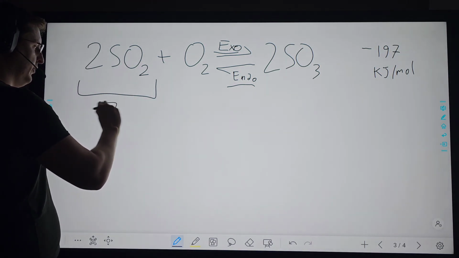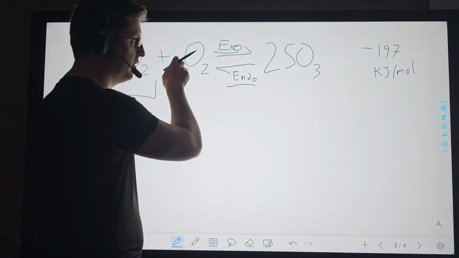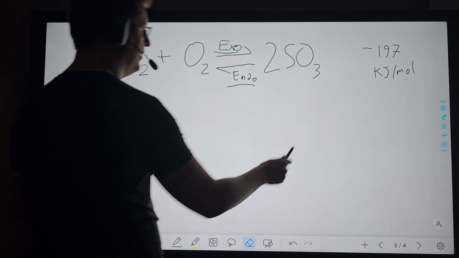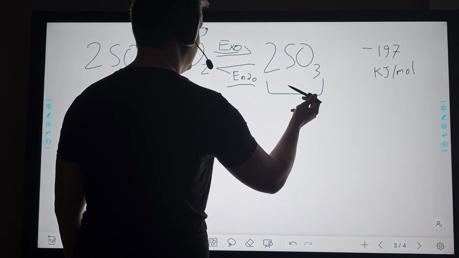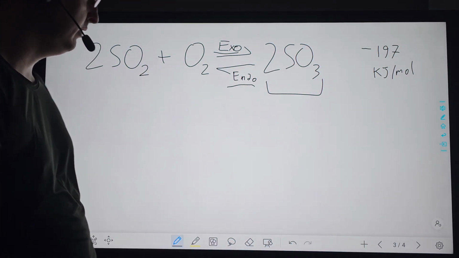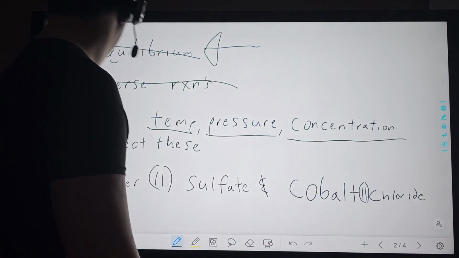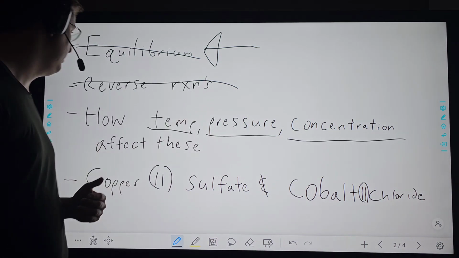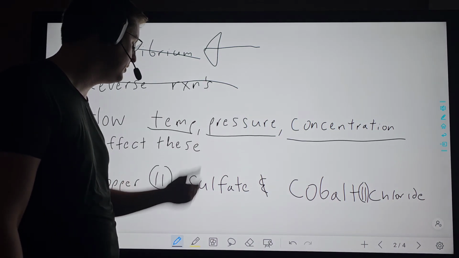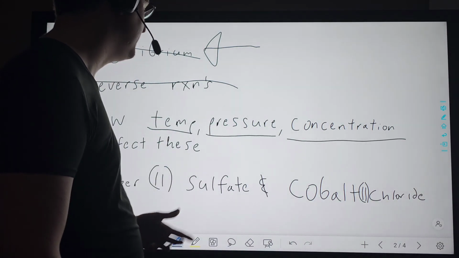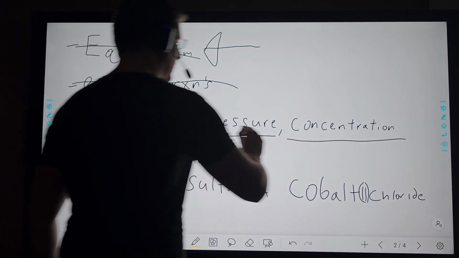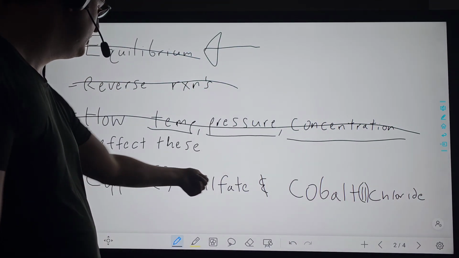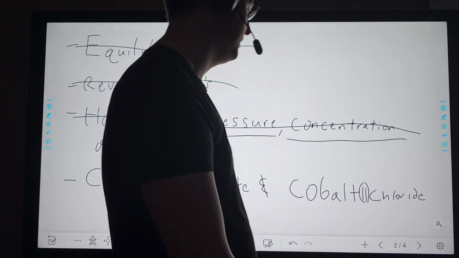So if I increase the concentration of this, the position of equilibrium is going to favor the forward reaction. Just like if I increase the concentration of this, it's going to favor the reverse reaction. Okay? So that covers equilibrium, what it is not, reversible reactions, how temperature, pressure, and concentration affect the position of equilibrium. Lastly, what I want to cover with you guys is copper 2 sulfate and cobalt 2 chloride.